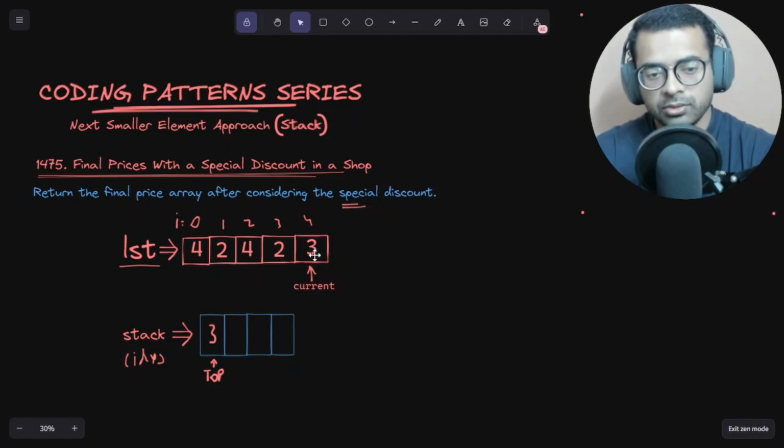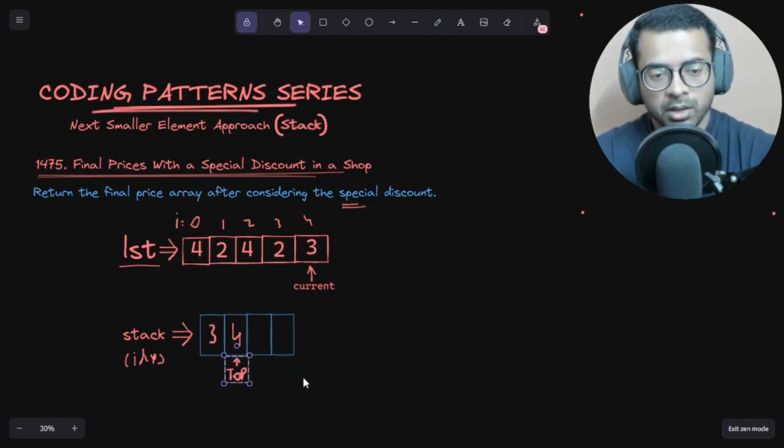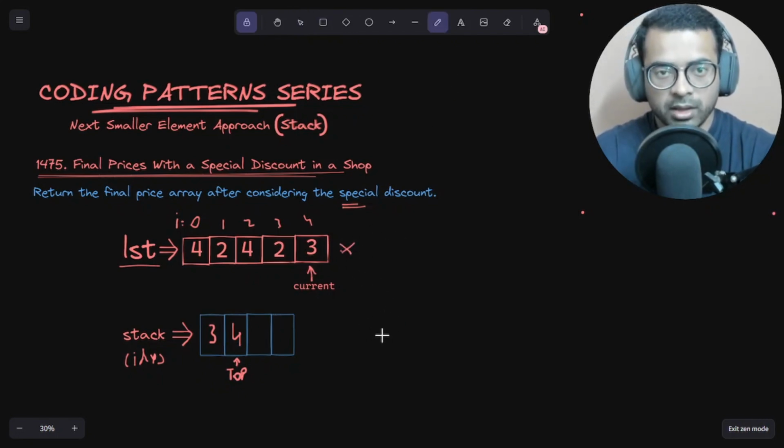So no, 3 is greater than 2. So that's why we are simply going to update this 4 in our stack and update this top. And afterwards, since there is no element, we are simply going to break our loop, and what we are going to return is this. So let me remove this. So this is going to be our final answer, this array 4 2 4 2 3. This is going to be our answer.